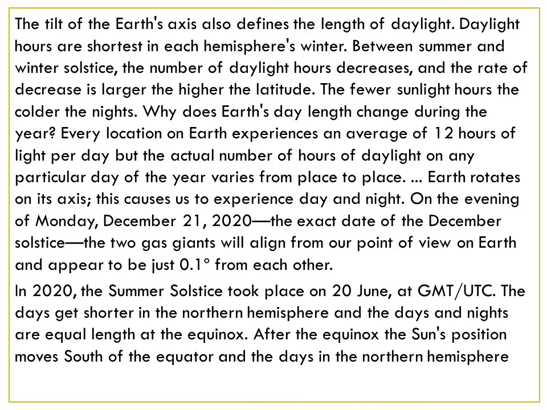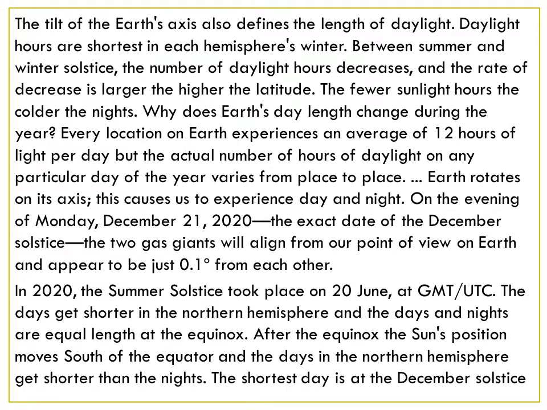On the evening of Monday, 21st December 2020, the exact date of the December solstice, the two gas giants will align from one point of view on Earth and appear to be just 0.1 degrees from each other. In 2020, the summer solstice took place on 20th June. Got it? At GMT or UTC standard time.